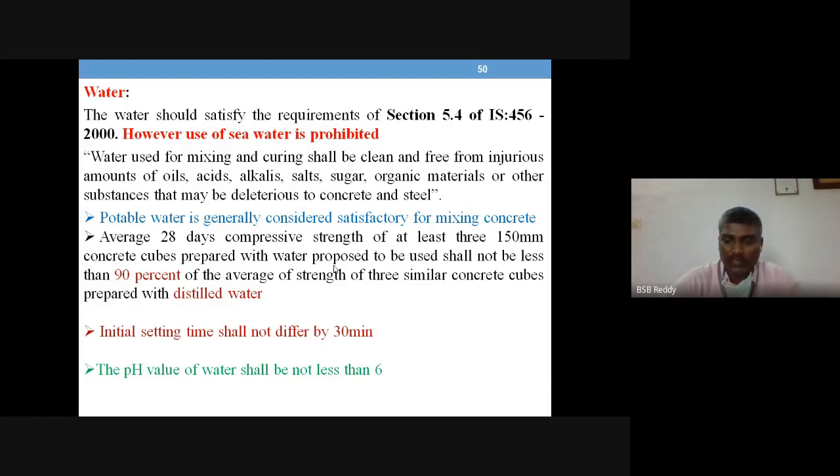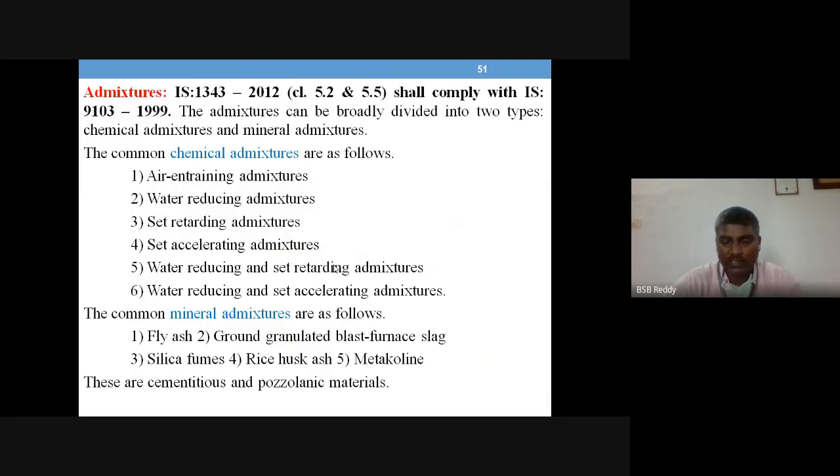And admixtures. What admixtures are available for preparing the pre-stressed concrete? We have talked about both chemical admixtures and also mineral admixtures.